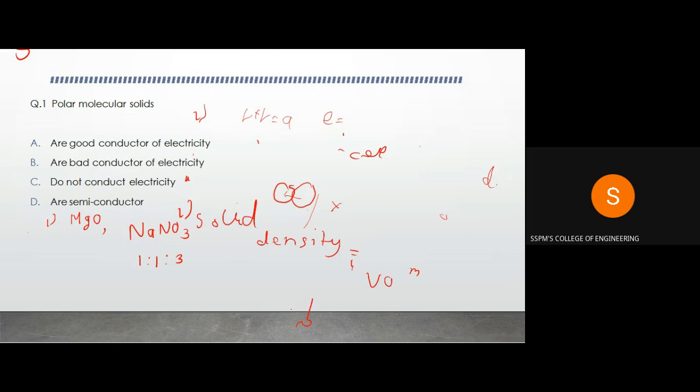Same in this case, first is the stoichiometric point defect. Next is the impurity defect. Third is the non-stoichiometric point defect. In the stoichiometric point defect, the number of cations are the same and the number of anions are the same. For stoichiometric point defects, there are four different types. First is vacancy, self-interstitial, Schottky and Frenkel.